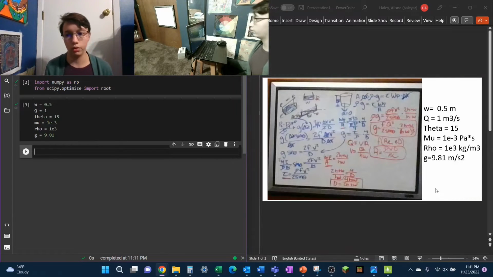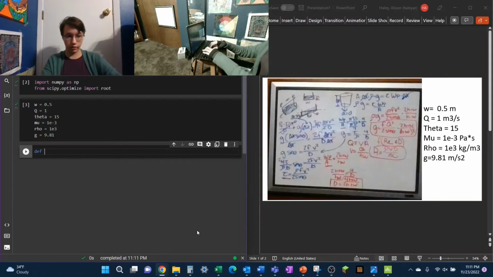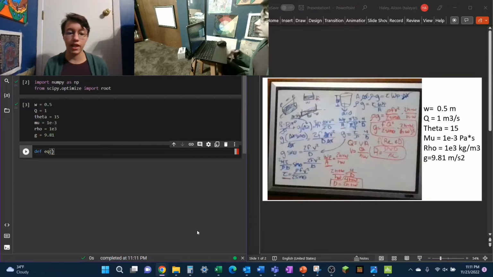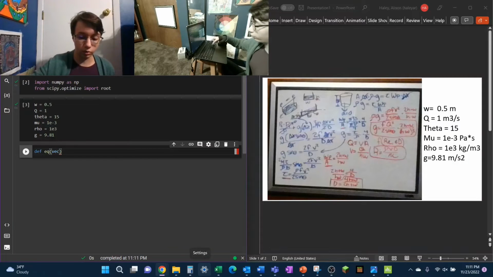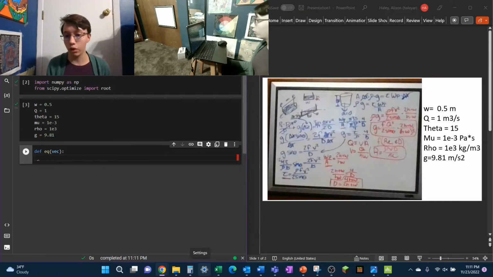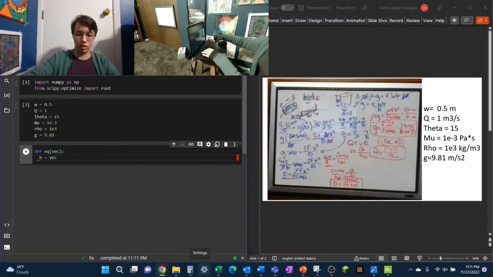And then we need to define our equations. So root is going to take in a function, so we have to put all of our equations in a function. So we'll define a function, we'll just do EQ for equations, and it's going to take in a vector. And this is going to be a vector of our unknowns. So root can solve more than one unknown at a time, but we only have one unknown in this problem, which is our height, so we just need to unpack that vector and have that our height is equal to the first value in the vector.